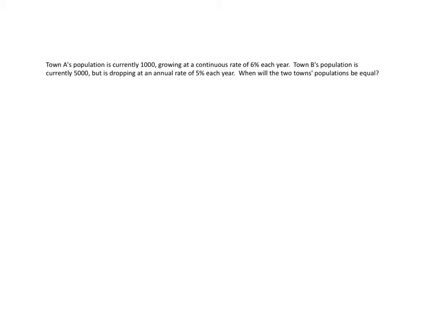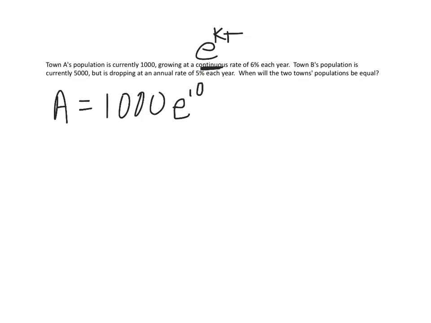Okay, so they said we've got a population here. Why don't we just say A equals, let's see, initial value is 1,000, and it's continuous growth rate. So continuous means it's e to the kt, right? So e to the 0.06t, and then we've got town B. It starts at 5,000, but it's decreasing. Oh, it's decreasing in the annual rate?